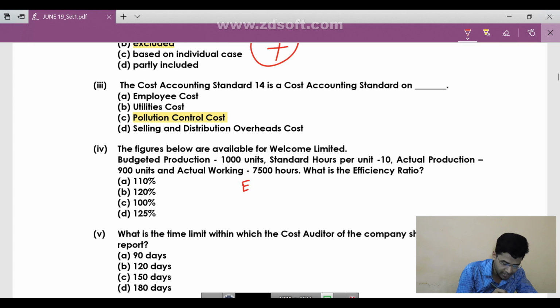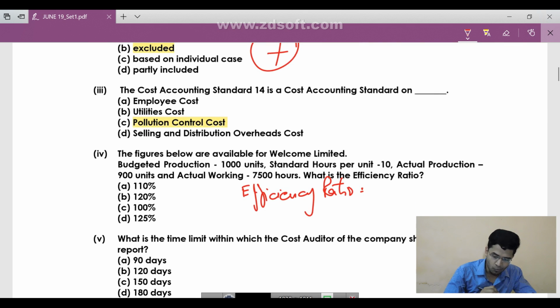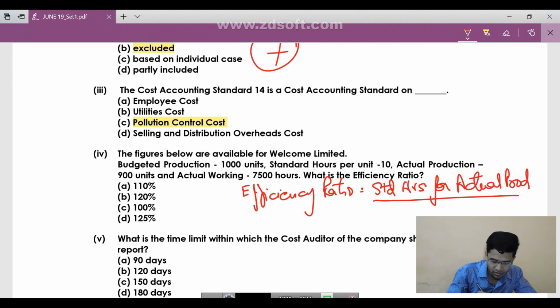First of all, guys, quickly tell me, what do you mean by efficiency ratio? What is the formula of efficiency ratio? I have discussed this thing in detail in my classes as well as video lectures. Efficiency ratio. Guys, what is the formula? So formula is standard hours for actual production divided by actual hours. This is the formula for efficiency ratio.